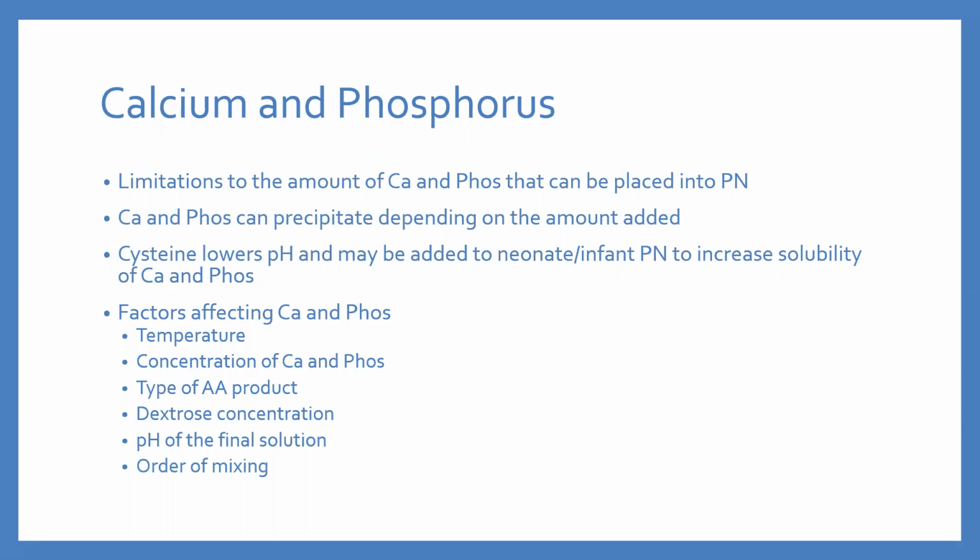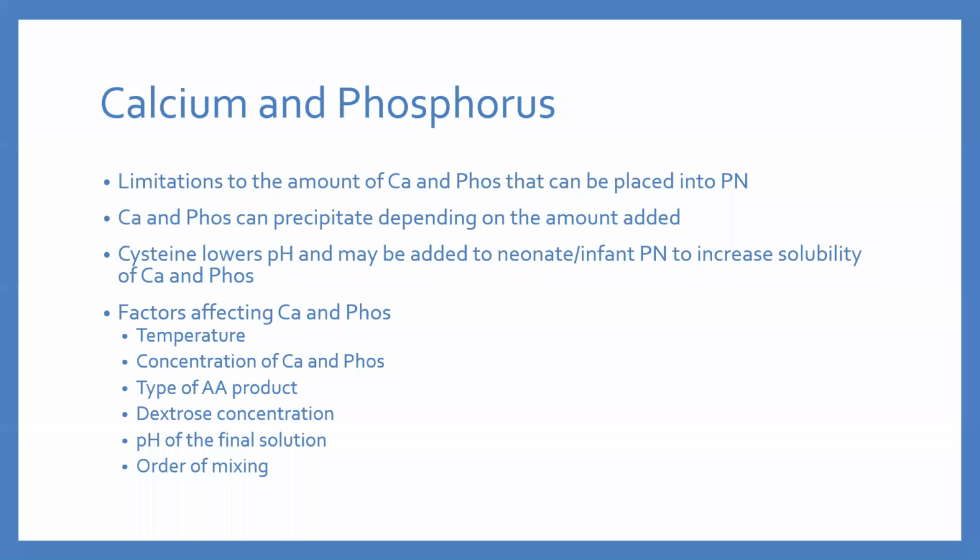One thing I think you see mostly in the NICU is knowing that cysteine is a component within the amino acids used primarily in the NICU that actually helps lower the pH. And so that actually allows us to add a little bit more calcium and a little bit more phos to those TPNs that we order in the NICU.